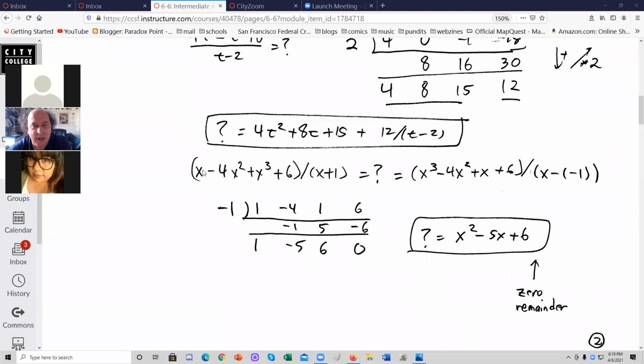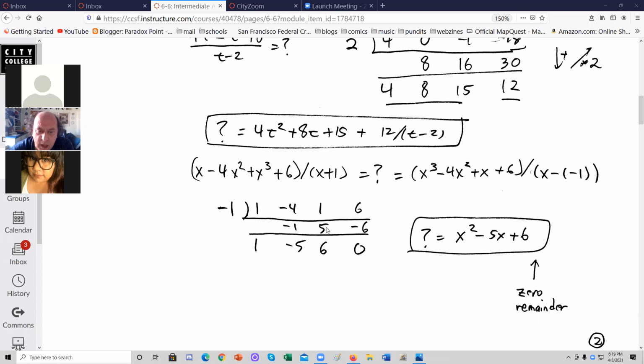Now, this is all deliberately scrambled up. Let's write it from lowest power to highest. x cubed minus 4x squared plus x plus 6, same as this. This x plus 1, we want to write it as x minus a negative 1. So we'll put this negative 1 out here, and 1, negative 4, 1, 6 in here.